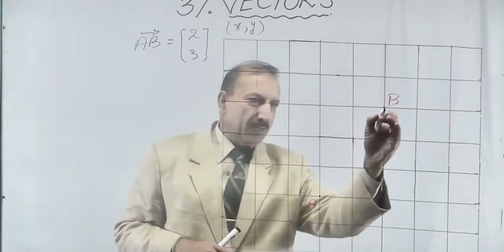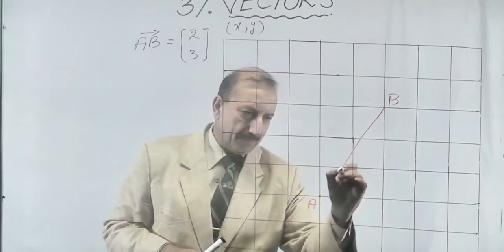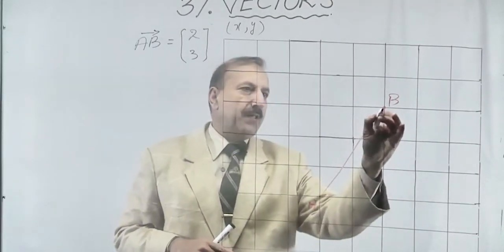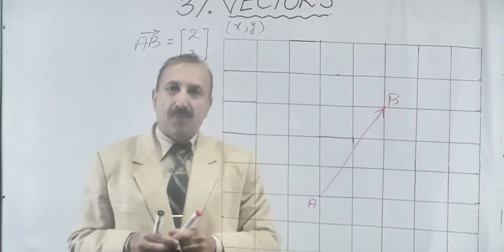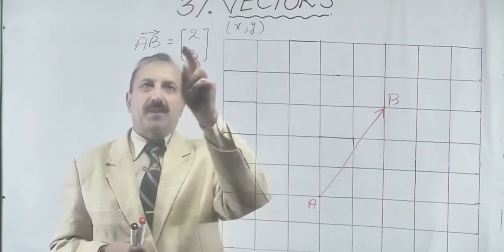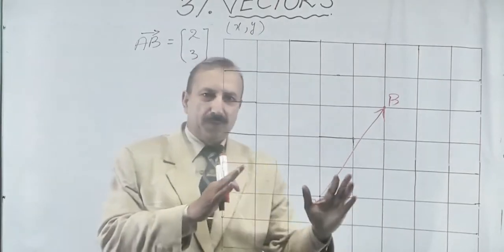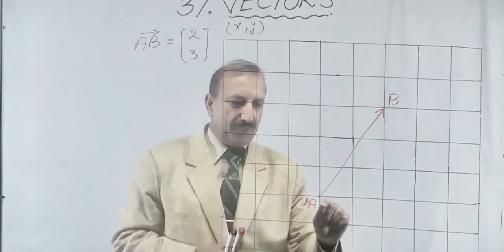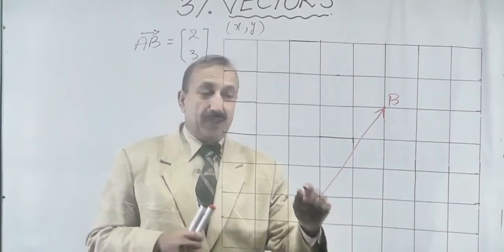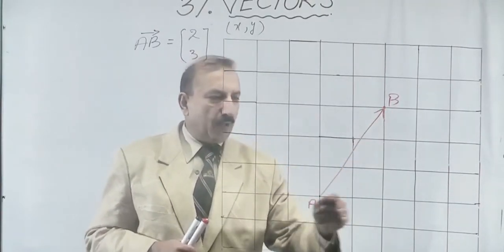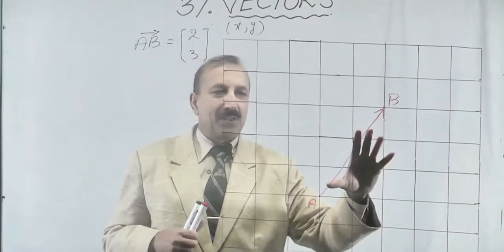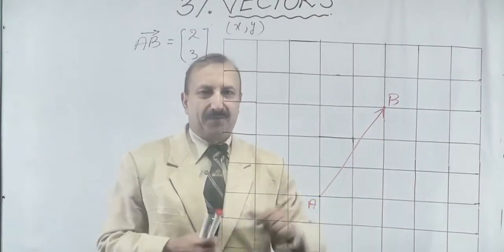We will join these two points, and here is the direction. So our vector in column vector form, that is 2, 3, when we present it on the square unit graph starting from A, with the help of these components we have drawn its endpoint. And now this is the vector presented on the unit scale graph.